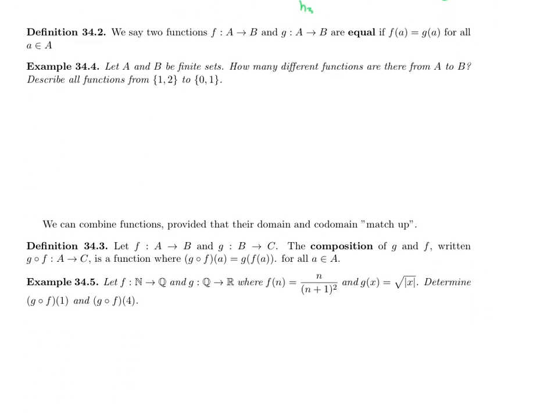And quickly, to talk about equality of functions, it's exactly what you'd expect. If we have 2 functions with the same domain and codomain, we'll call them f and g. They're equal if the outputs are equal at every input in your domain. So if I plug a into f and a into g, I get the same output. f(a) equals g(a).